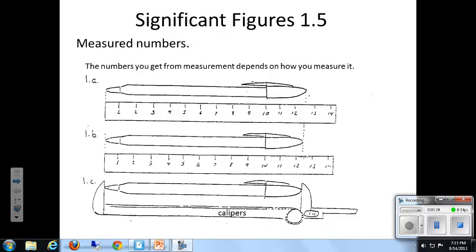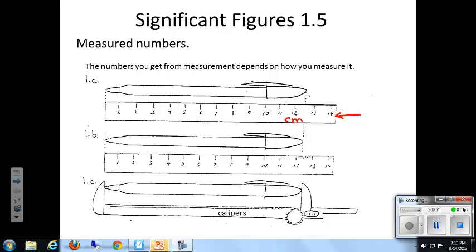So first of all, we have to talk about measurement, because significant figures is very closely tied to measurement, and we propose that we can measure the same thing in different ways. Here we have a ruler that's in centimeters, right? Even though it looks kind of large or small, depending on the screen size, it's in centimeters, and it just has markings for every centimeter.